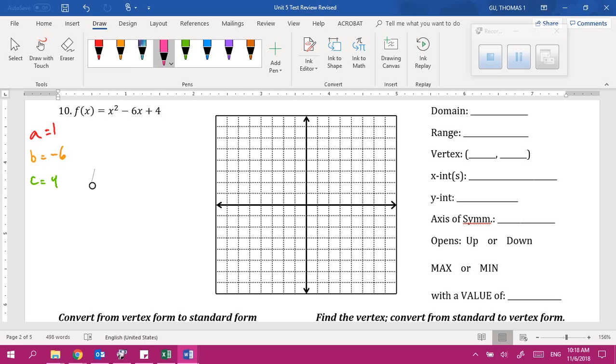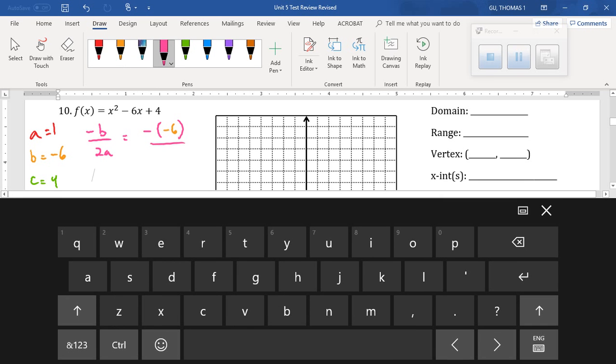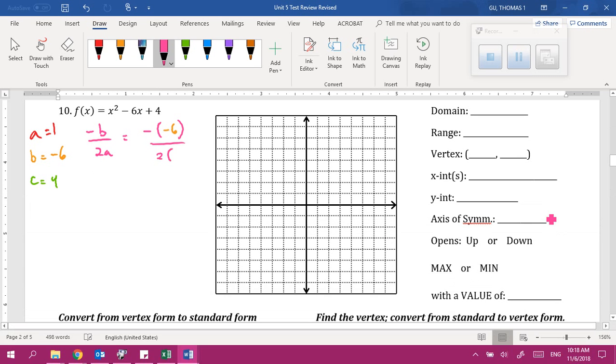So for the vertex, we're going to use the formula negative b over 2a. So that's going to be negative, what's b? Negative 6 over 2 times 1, that's right. And if we simplify that, that's going to be, what's negative 6? 6 over 2. And what does 6 over 2 simplify to? 3. So the x value of my vertex is 3.